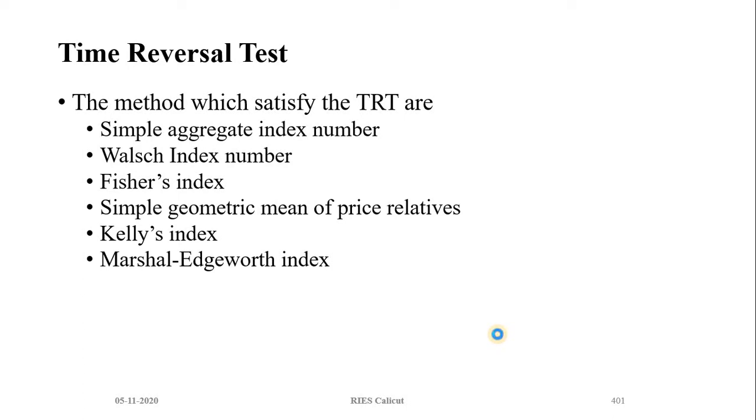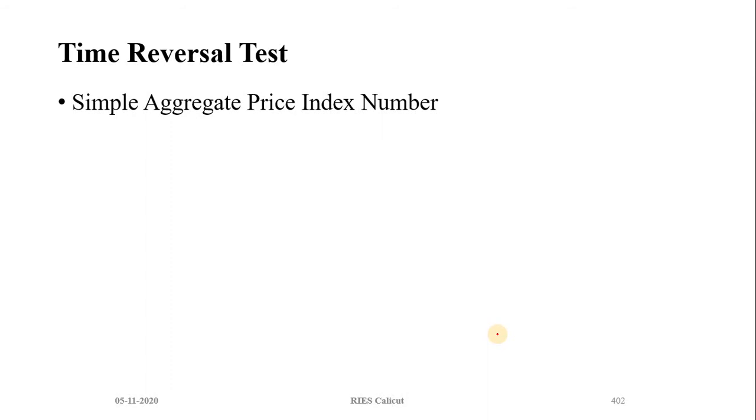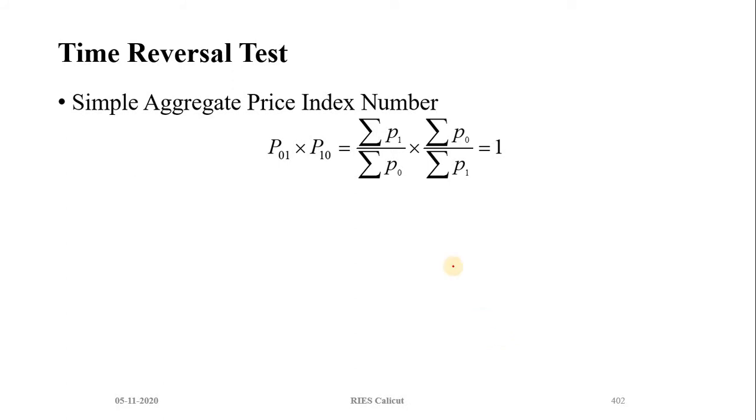Now let me check whether the simple aggregate price index number is satisfying this time reversal test. You take the equation. What is the equation of a simple aggregate price index number? Sigma P1 divided by sigma P0.